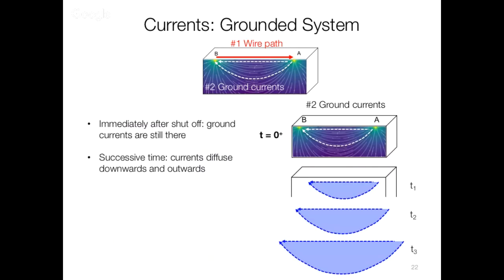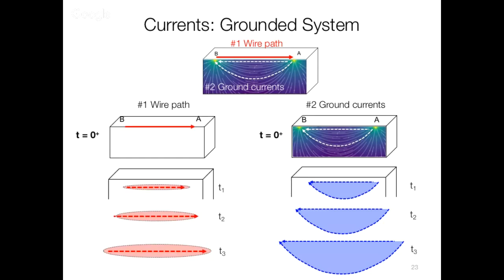So they're going to go like this. At the end of the day, I've got two things going on here. I've got the wire path, and then I've got the ground currents. Two separate things, but they're both going to interact and produce the measured signals.